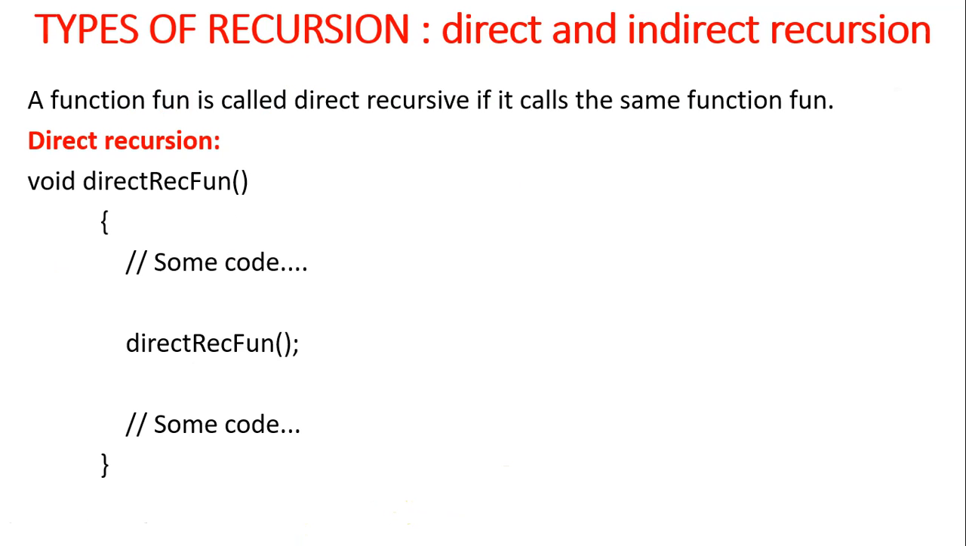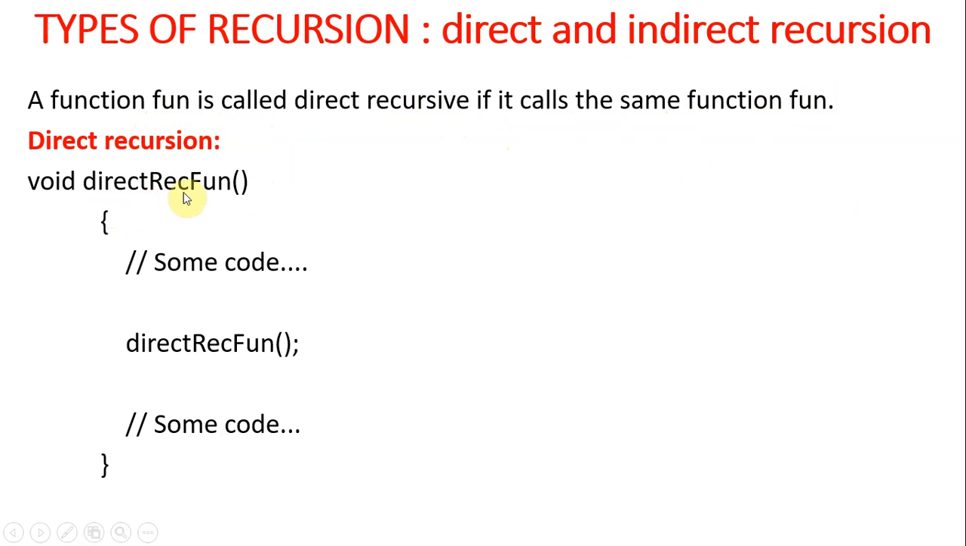So, types of recursion: basically we have two types, direct and indirect. What does direct mean? A function, for example fun is the name of the function, is called directly recursive if it calls the same function fun. One function calls the same function, then that is called a recursion.